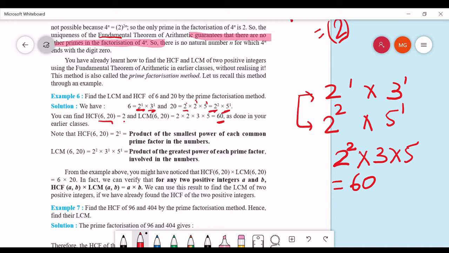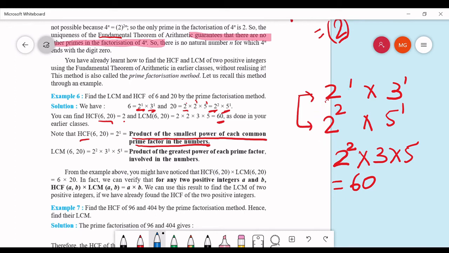Now from this we are getting one formula as well: the HCF is the product of the smallest power of each common prime factor in the numbers. Smallest power of each common number. This was the only common number, and the smallest power was 1, right? So this is your HCF, right?